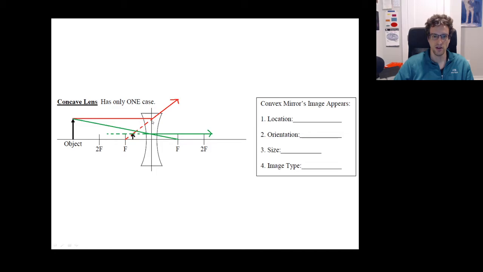So again, we go in parallel. This time we use the same side focal point, and it bends up. And when we go to the opposite side focal point, that's what makes it go parallel. We track them back, and we get this little image here. Location is between the object and the lens. The orientation is upright, size smaller, image type: this is a virtual image. So again, this is very similar to the process by which we did mirror ray diagrams.